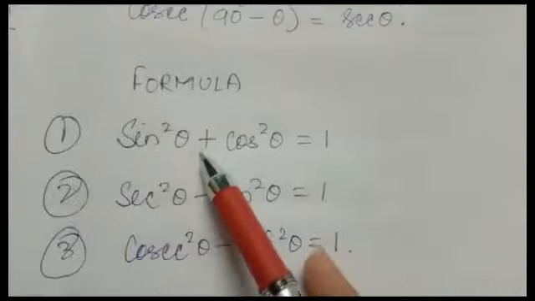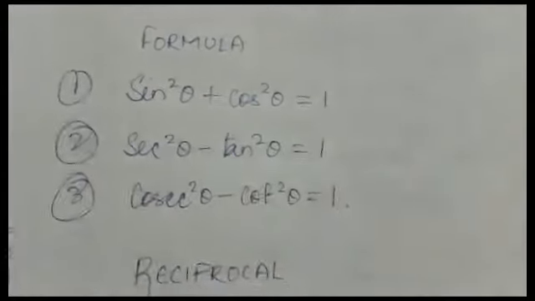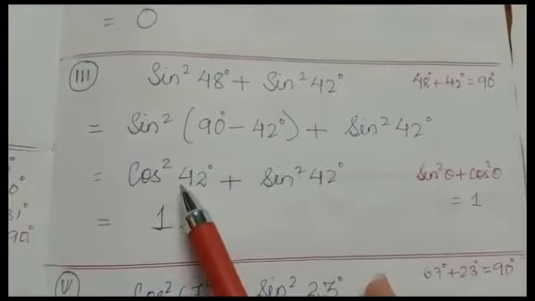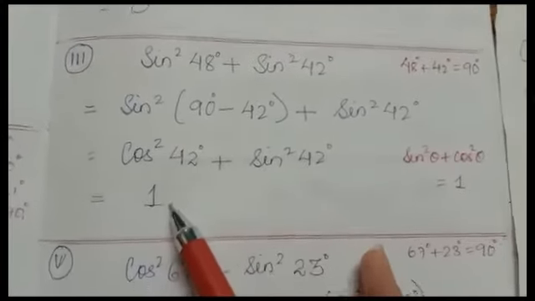Now I have told that sine square theta plus cos square theta is 1. So here theta is 42 degree. Okay, so cos square theta plus sine square theta is 1.